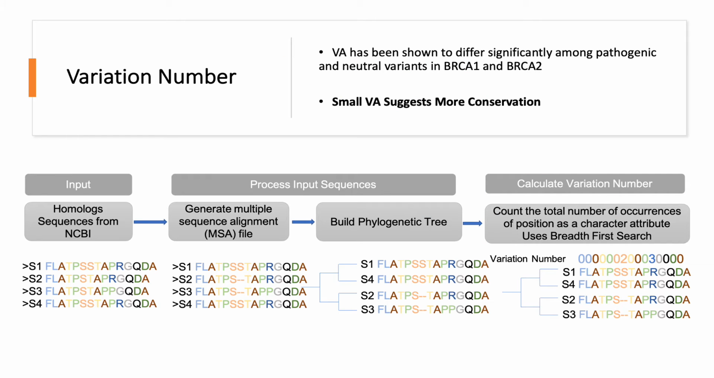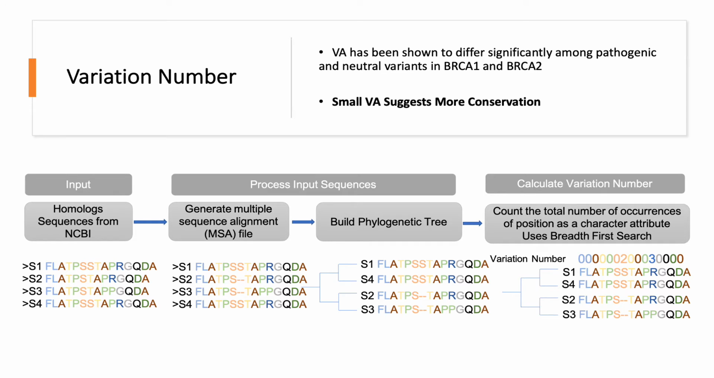Variation number is a recently developed sequence feature. It is a phylogenetic measure that can quantify sequence conservation using sequence homologs from different species. The figure here displays the pipeline for calculating variation number. A smaller variation number suggests more conservation, so if a substitution takes place at this position, it is more likely to be pathogenic.